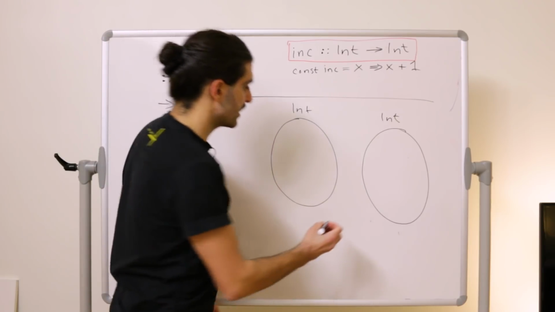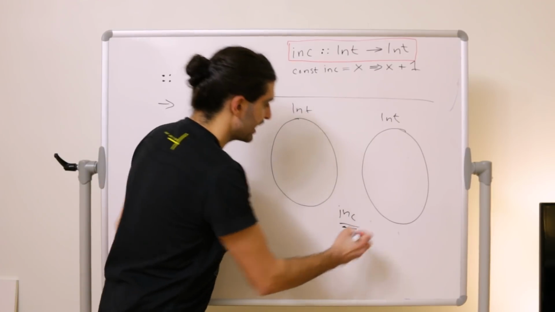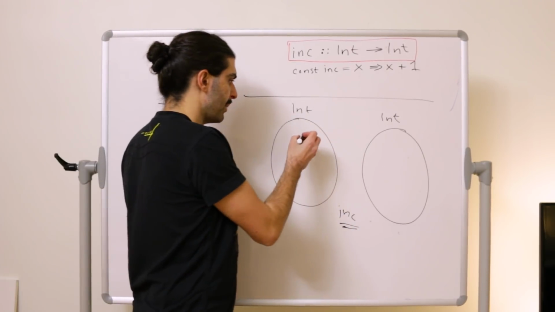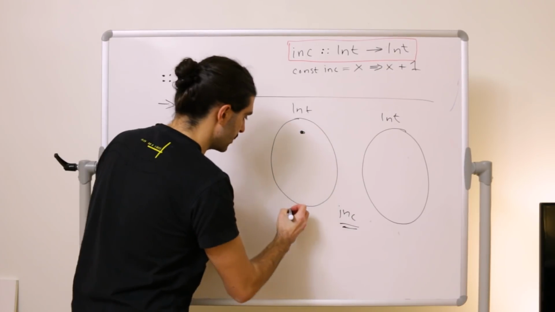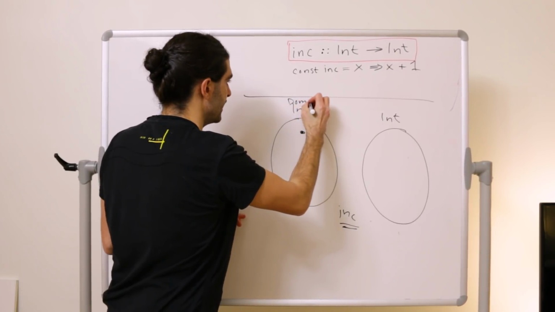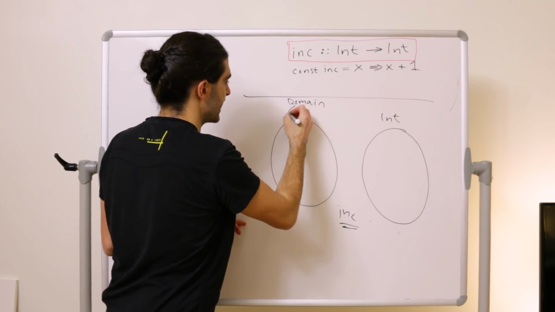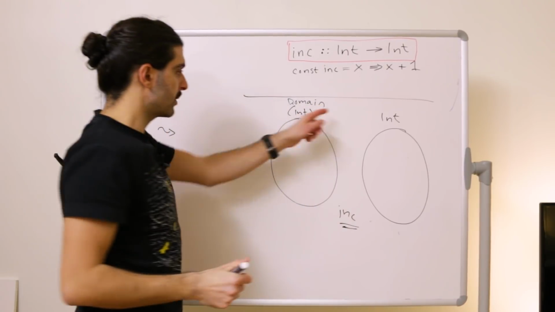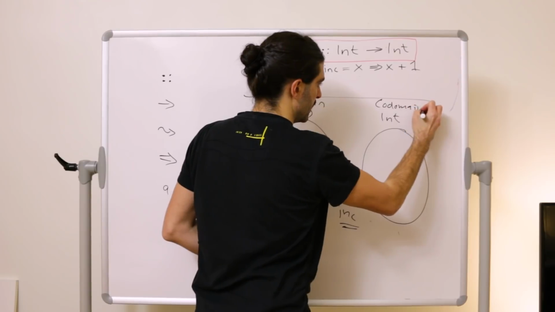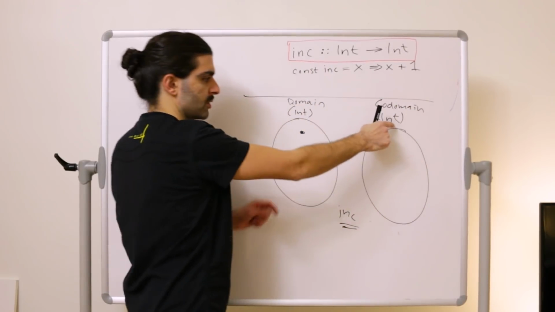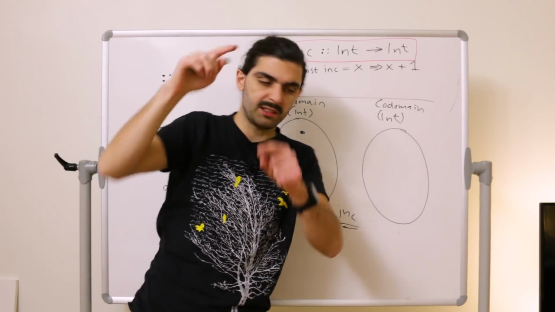So what is the function inc, right? If we define the function inc, then that can be described as the mapping of elements in this domain, which is the set of int, or the set of all integers, to the codomain, which is also the set of all ints, right? So it's actually mapping from itself.